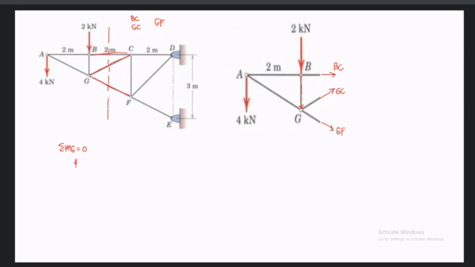Okay, so this will become 4 negative counterclockwise, no? Times 2. And then plus BC multiplied by, so what's the height of BG? Okay, so that's correct. 1 meter. So times 1. So solving for BC, this is equal to 8 kilonewton. Tension. Diba? So sana ganyan yung exam. Sobrang dali pagka ganyan yung exam, no?